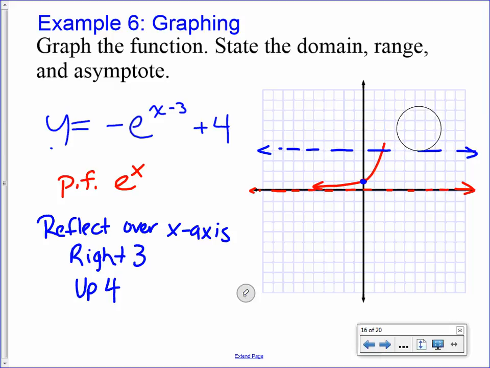Let me take that back. We need to reflect it first. Something wasn't working out. If you have a reflection, make sure you reflect the point first. Okay, so we're going to take the point (0, 1). We're going to reflect it over the x-axis, so it's going to end up here. And essentially right now, your graph would look like this, if you were doing a dashed graph. Okay, so now we're just going to shift that graph right 3, up 4, and it's going to look like this.